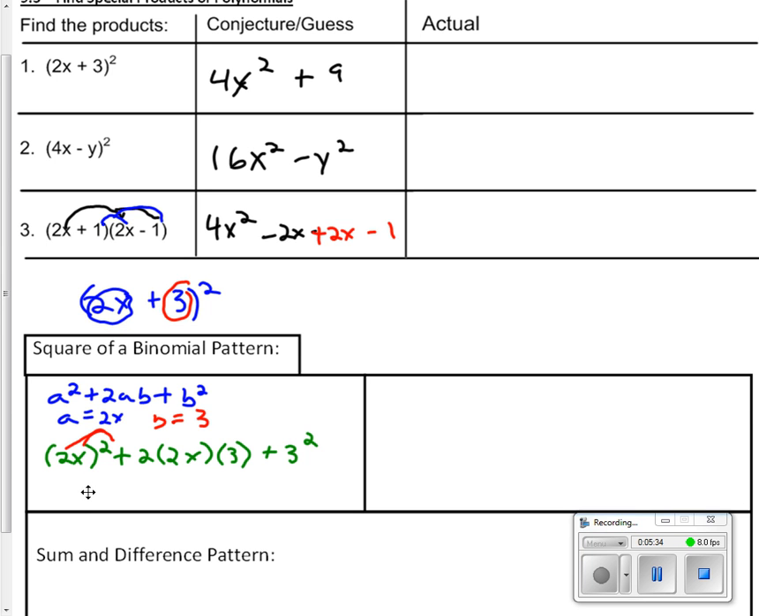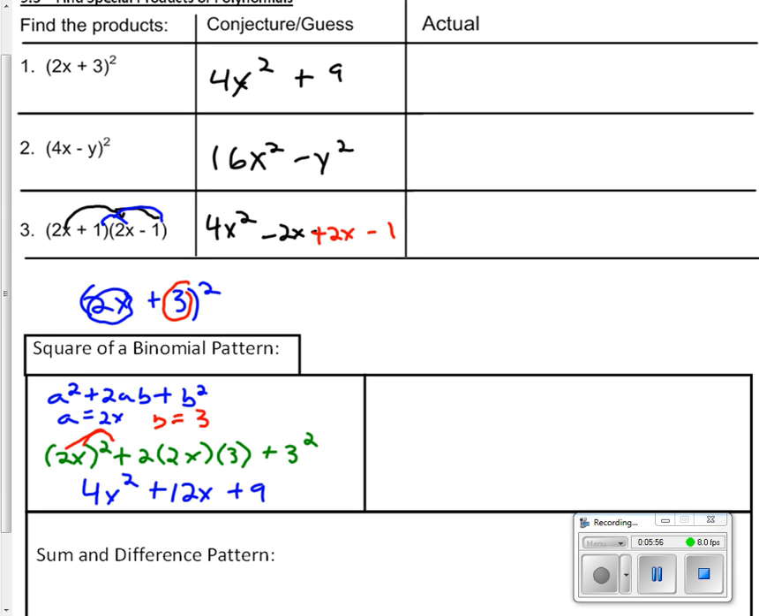2 squared is 4. So here we go, 4x squared. Multiply 2 times 2, 4, times 3 is 3 times 4 is 12, so we got plus 12x. And then I finish off my problem, 3 squared, which is 9.